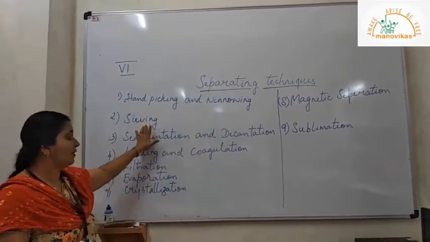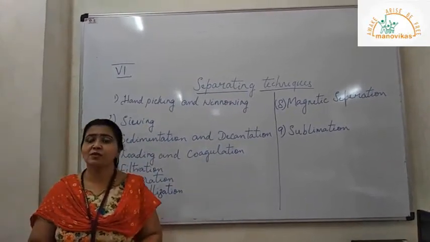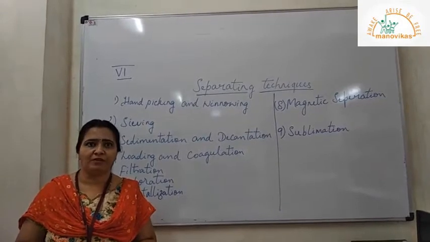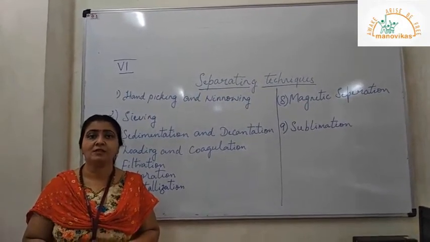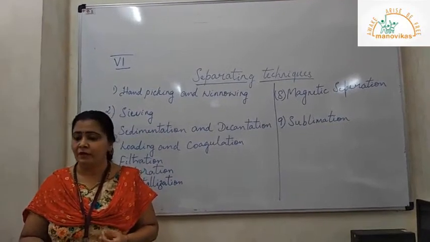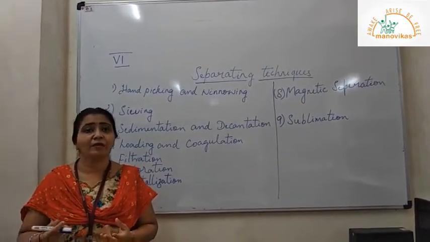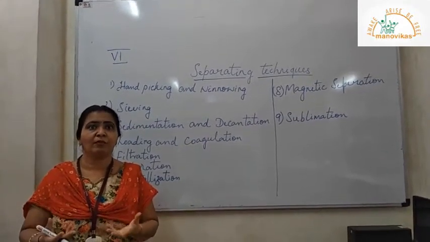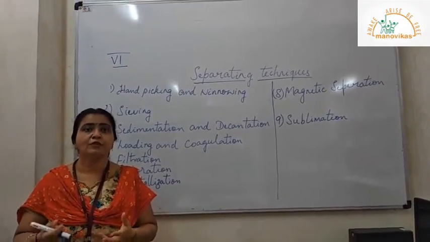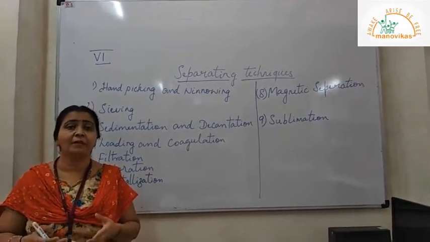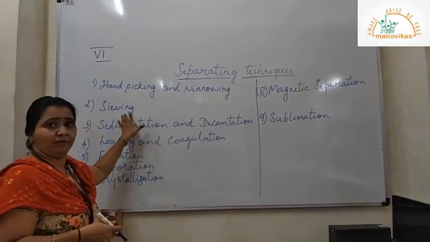Now the next one is sieving. Sieving is another method that is used for separating unwanted components from a mixture. For example, with wheat flour, using a sieve you can separate the husk from the wheat flour. Before making the chapati, your mother might be using a sieve to separate the unwanted husk from the wheat flour. That method is known as sieving.